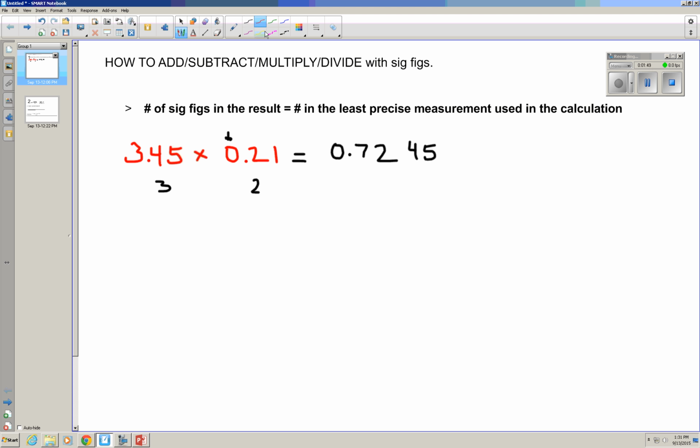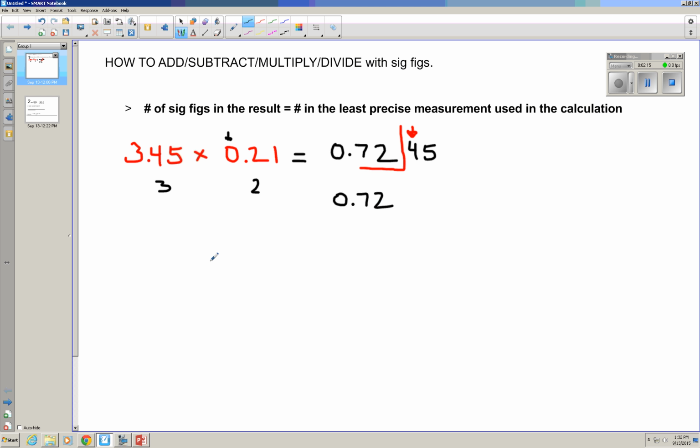Where do we start? Is this number out in front? Is it a sig fig? Nope, it's a leading 0. I like to underline my 2 sig figs, here they are. And now I like to put a little line up here and evaluate this digit. Okay, so is this a 5 or bigger? No. Okay, good. That means my answer, written to 2 sig figs, is 0.72. And that, my friends, is it.